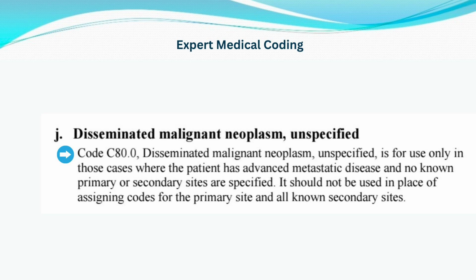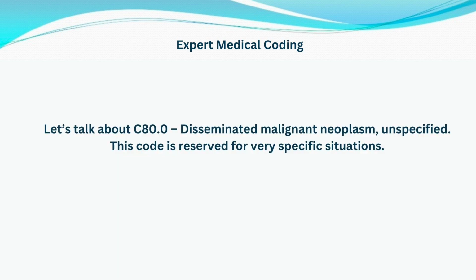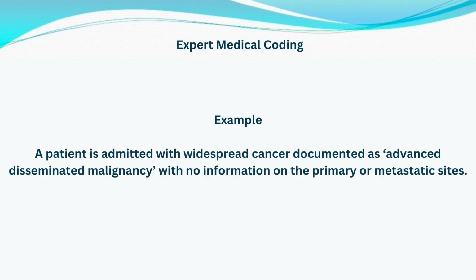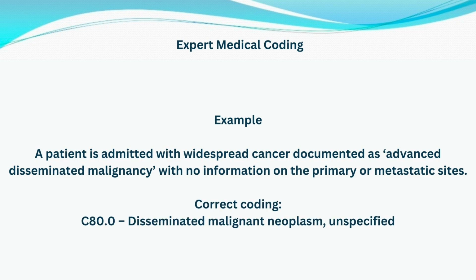Now that we have read the guideline, let's understand it in more detail. So let's talk about C80.0 Disseminated Malignant Neoplasm Unspecified. This code is reserved for very specific situations. C80.0 is used only when a patient has advanced metastatic disease, but the documentation does not specify any primary or secondary sites. Let us see an example here. A patient is admitted with widespread cancer documented as advanced disseminated malignancy with no information on the primary or metastatic sites. So here the correct coding will be C80.0 Disseminated Malignant Neoplasm Unspecified.